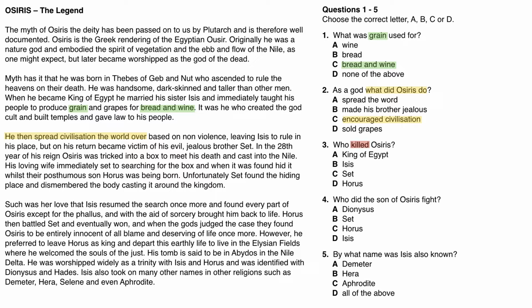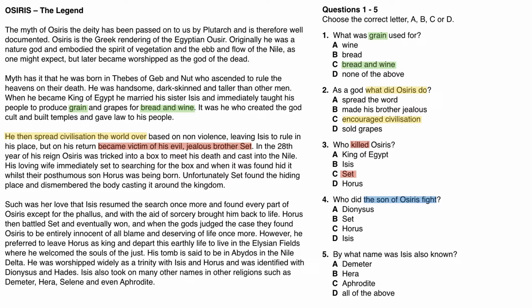Who killed Osiris? He became victim of his evil, jealous brother Set. So to become the victim means somebody did something bad to you. And of course, being killed is something bad. And who did that? Set, his brother. So the answer is C.